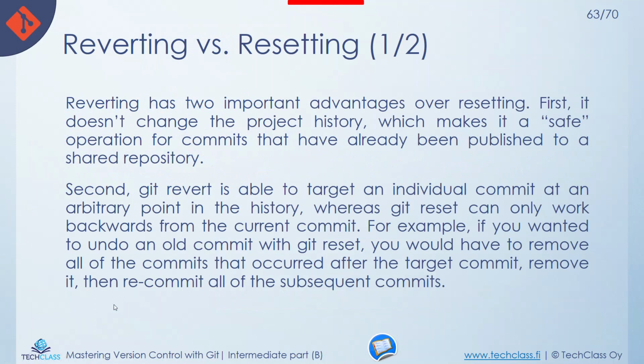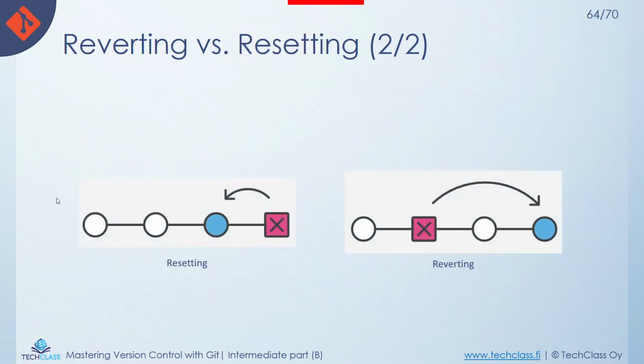Now let's get familiar with the difference between git reset and git revert. When we revert a commit, we are not actually changing anything about the history. But when we are resetting, we are removing those parts from the history. That's the reason we are not going to get back to those phases.